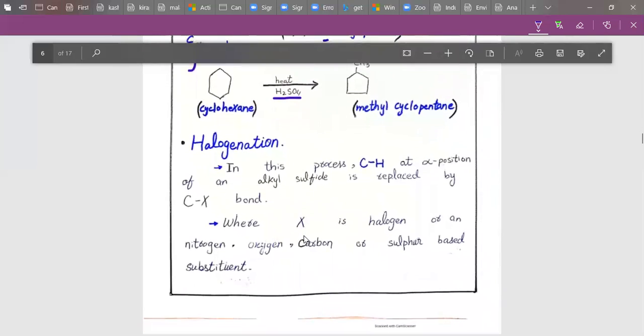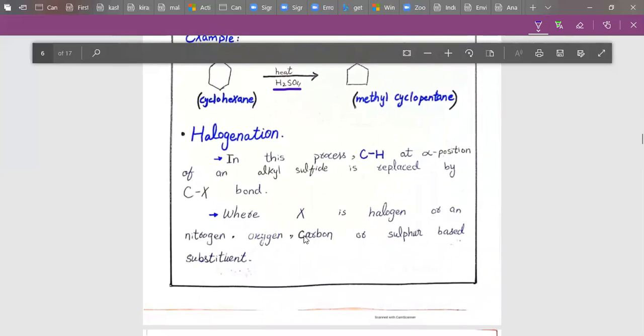Halogenation. Halogenation means addition of halogens. In this process, the CH bond at the alpha position of alkyl sulfide is the main bond. The hydrogen is only removed from the alpha carbon. So in this process, the CH at the alpha position of alkyl sulfide is replaced by a CX bond, where X is a halogen or nitrogen, oxygen, carbon, or sulfur-based constituents.